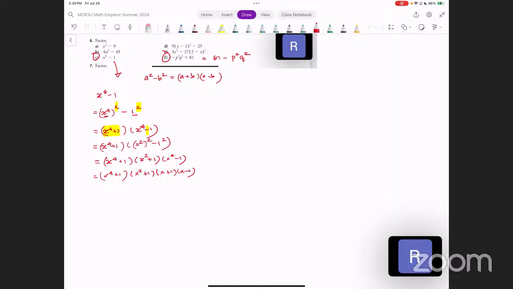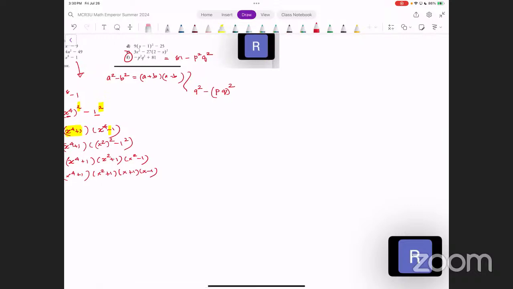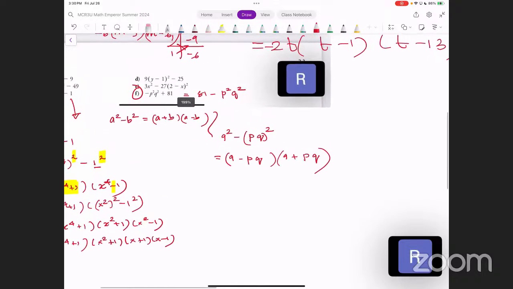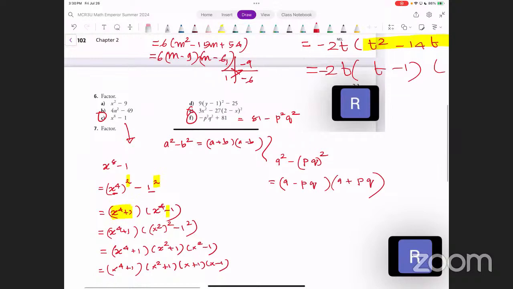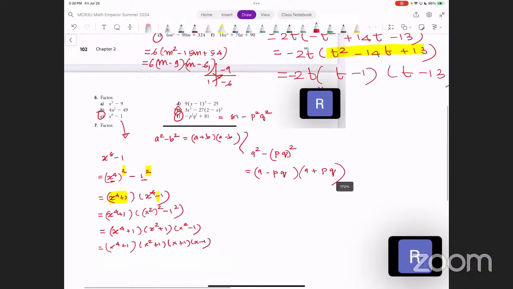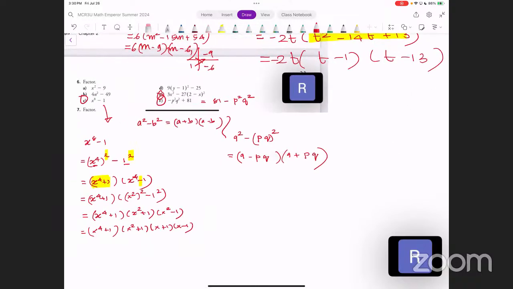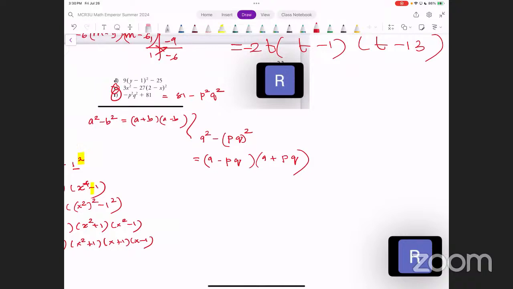We can express 81 as 9 squared. This is p squared, q squared. We can write it as PQ whole thing squared. That's an exponent rule I'm teaching in the grade 9 classes. So 9 minus PQ times 9 plus PQ. Just follow that. All right. So now, the textbook questions are important. So can you guys do E? E, do E.